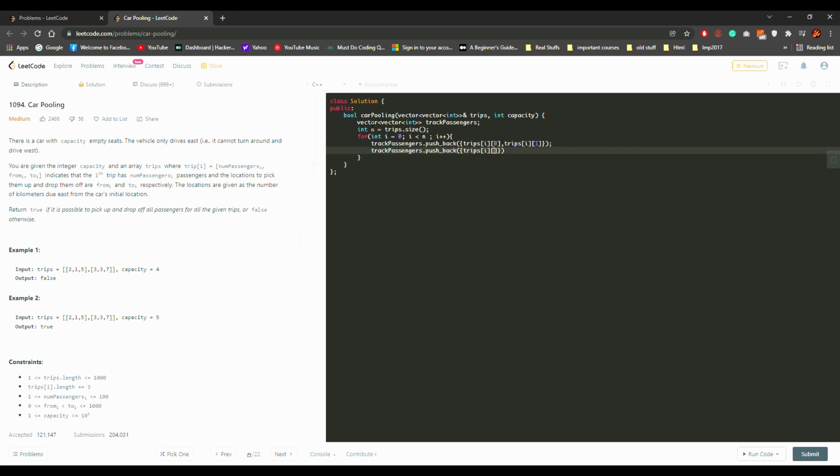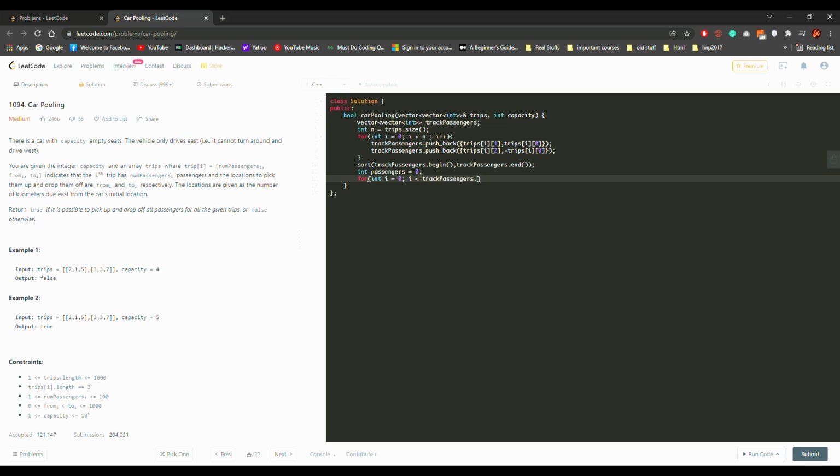So my idea is that you can have a vector of pairs, and at every distance, you can track how many people are adding in the car and how many people are leaving the car. If you are able to do so, then you will be able to solve this question. So basically, maintain at what distance how many people got added in the car and at what distance how many people left the car.